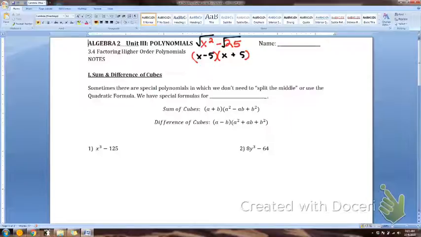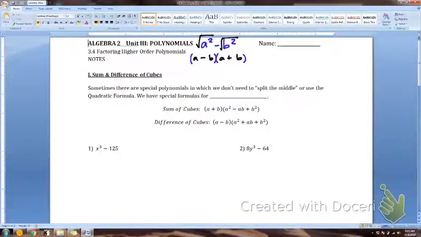One of the ways we could have written this general equation is a squared minus b squared. This is the general form of difference of squares. The square root of a squared is a, the square root of b squared is b. One's plus, one's minus. So we're going to think about that as we move into today's lesson.